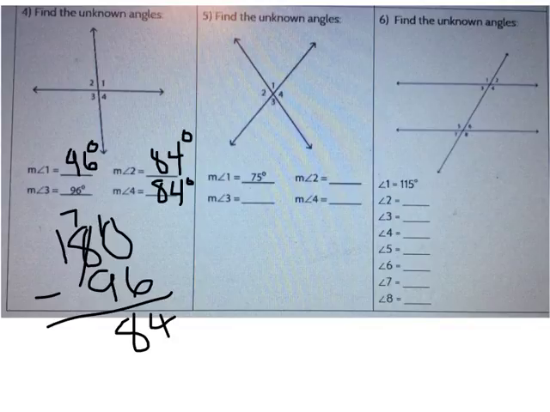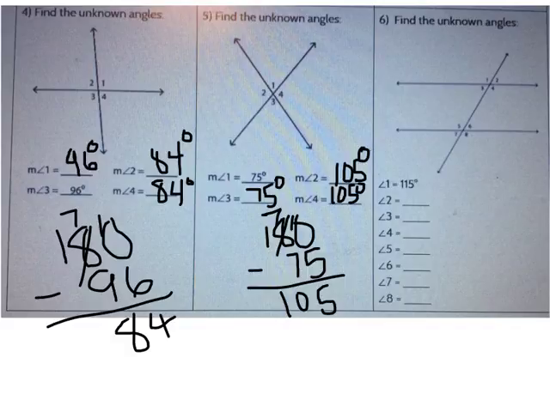Find the unknown angles. If angle 1 is 75 degrees, what are the other 3 angles? Angle 3 is vertical to angle 1, so it's also 75 degrees. Angle 2 is on a straight line with angle 1. When I subtract 180 minus 75, I get 105. Angles 2 and 4 are 105 degrees. Now let's look at the next example.